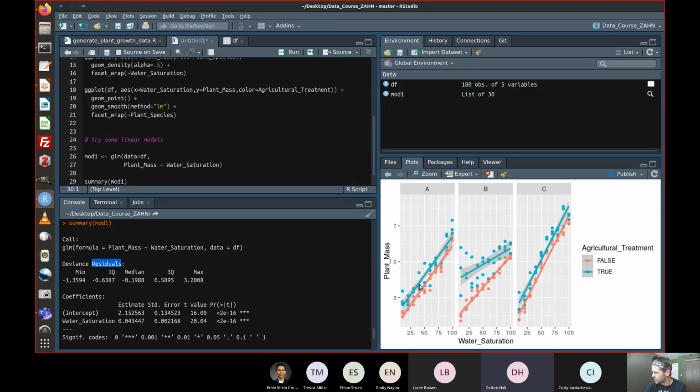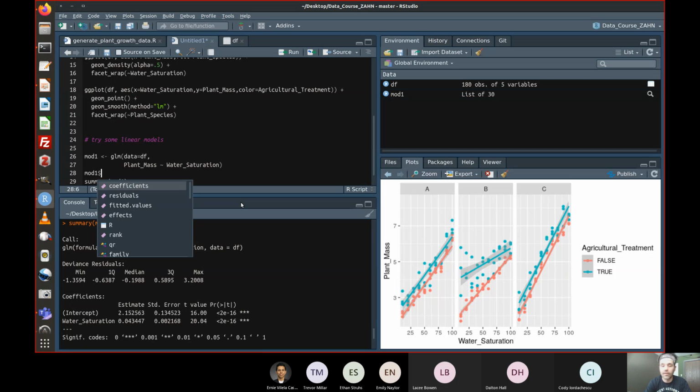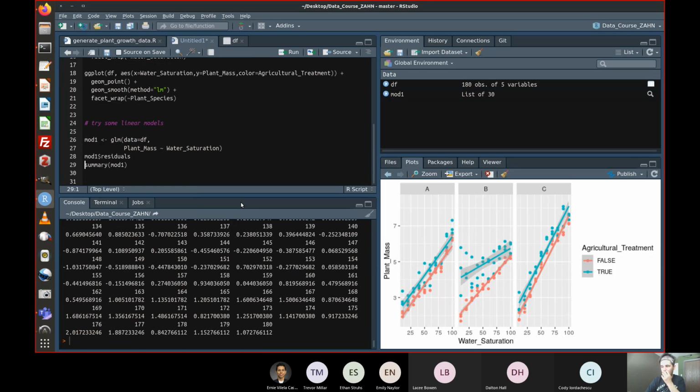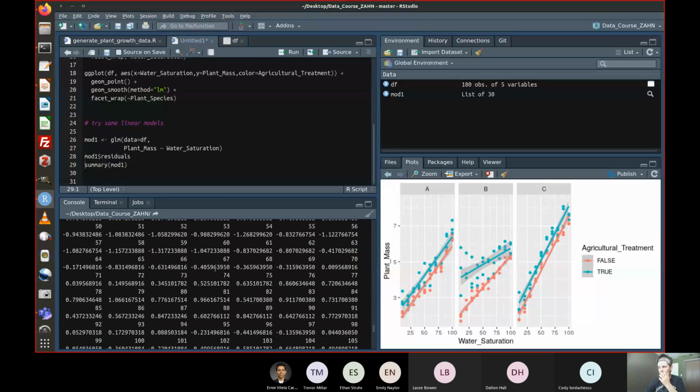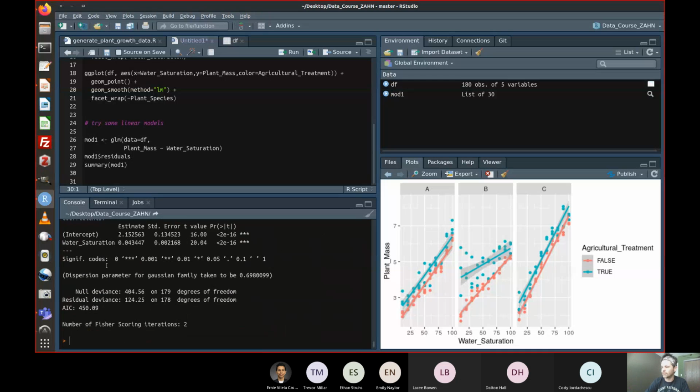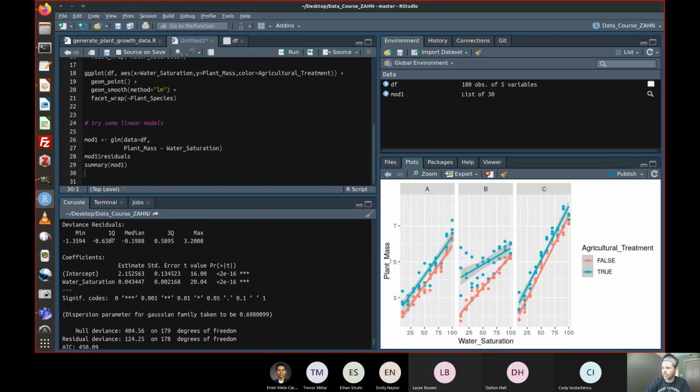Is that taking an average from all the dots that aren't along your line? It's actually got a residual for every point, and I can access that. I can say mod1$, since it's a list, and do residuals, and here's what it's showing me. So for the first observation, it was negative 0.657 off, right? So it was a little bit off of that line. Okay, that makes more sense. Yeah, so it's a residual for each of them, and then what's actually reported in your summary is just the min, first quartile, median, third quartile, and max. So it's summarizing all of those 180 residuals.